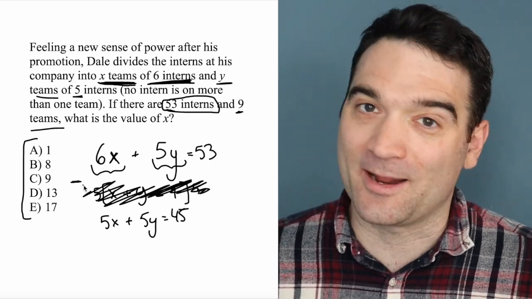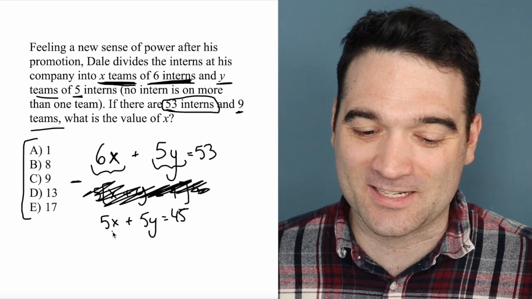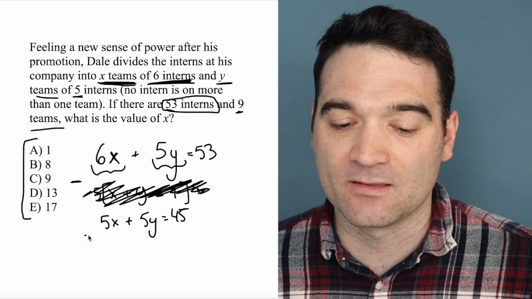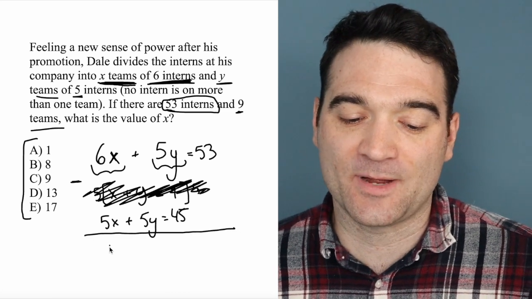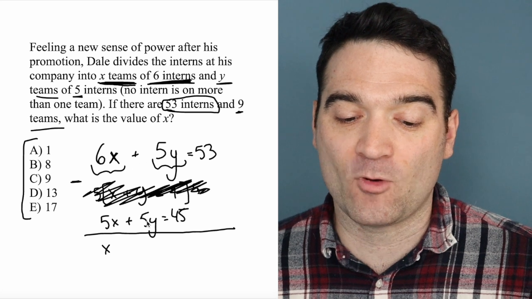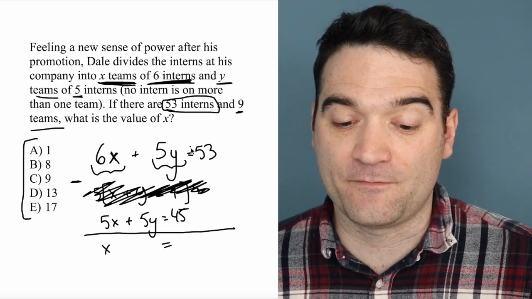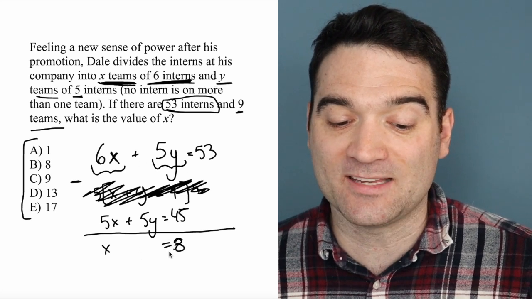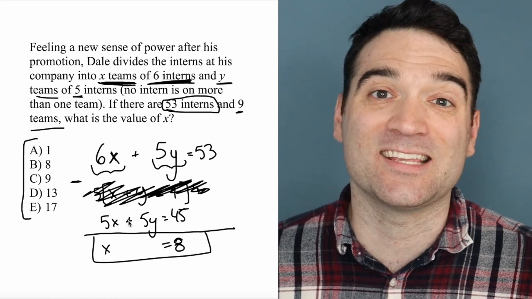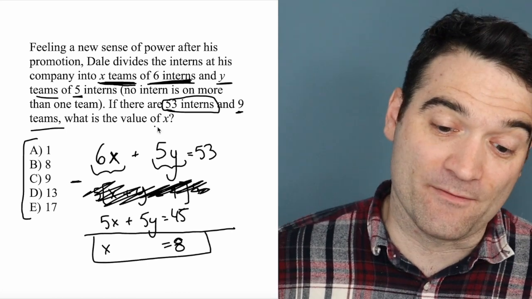Then what I can do, again, I'm going at a pretty fast clip here, is subtract this from that, right? 6x minus 5x is 1x. 5y minus 5y is 0. 53 minus 45 is 8. Well, x equals 8. The value of x is 8.